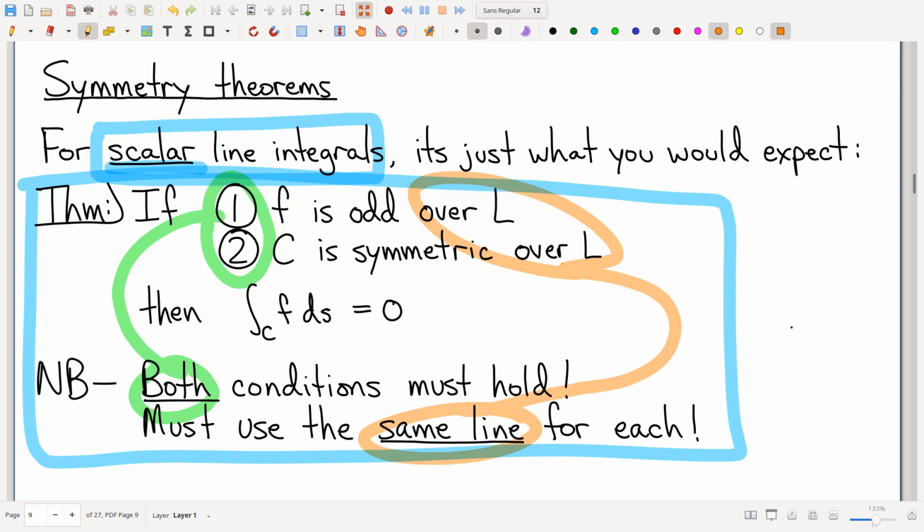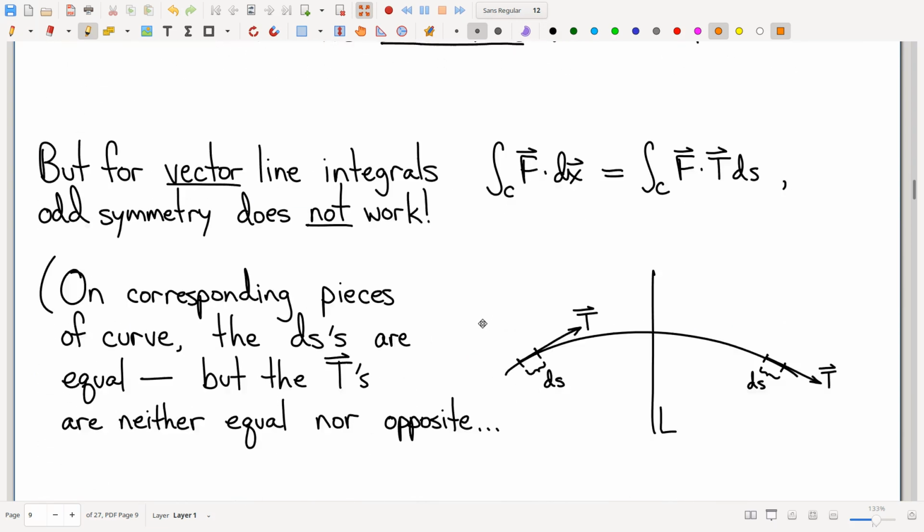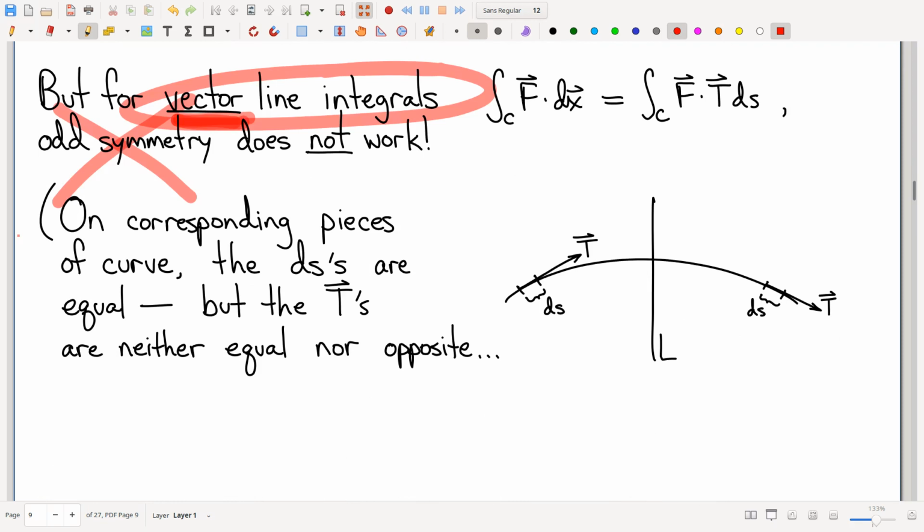So, y'all have heard me say all that stuff a million times. First about single variable integrals, then double integrals, then triple integrals, now scalar line integrals. And there's going to be one more version of this theorem coming up in a week or so. Okay. Here's the bad news. For vector line integrals, no such luck. There is no odd symmetry theorem for vector line integrals. Don't try to make an odd symmetry argument for vector line integrals. It doesn't hold water.